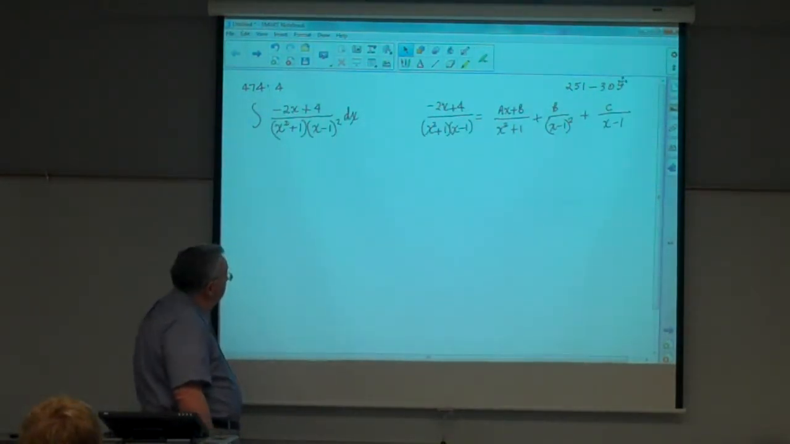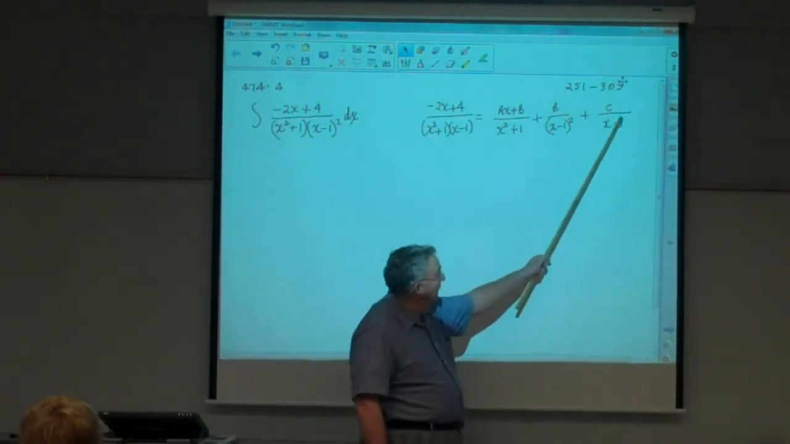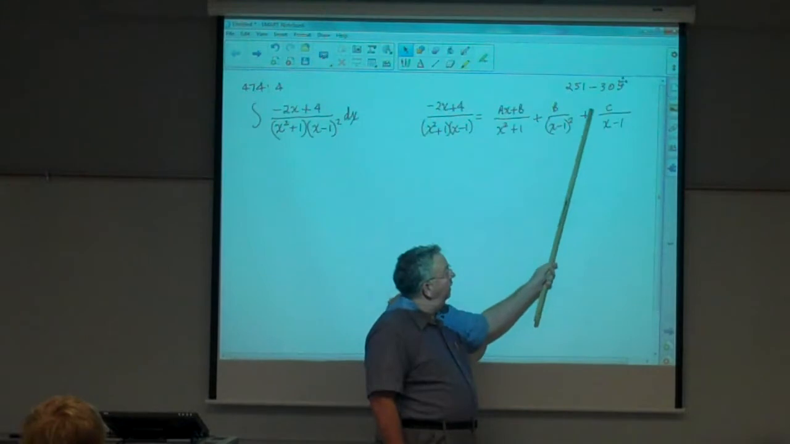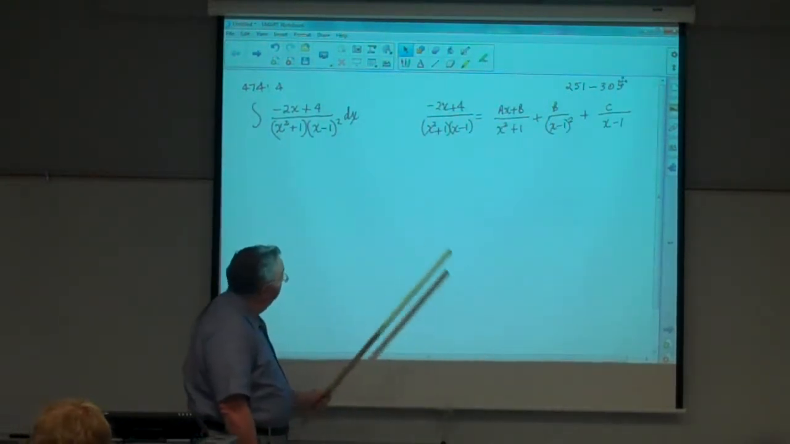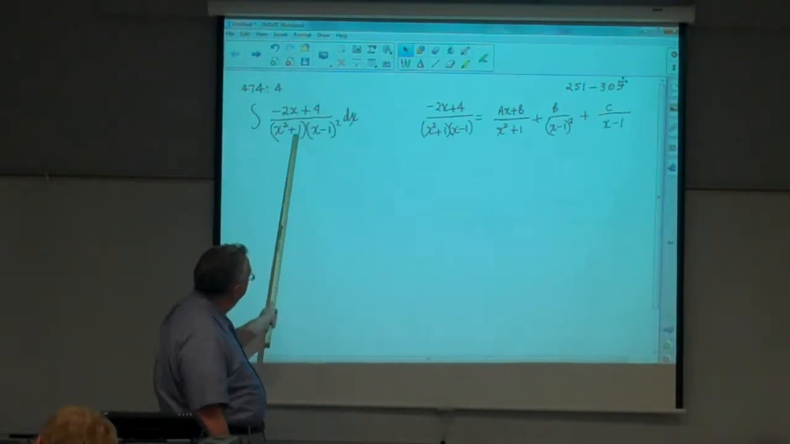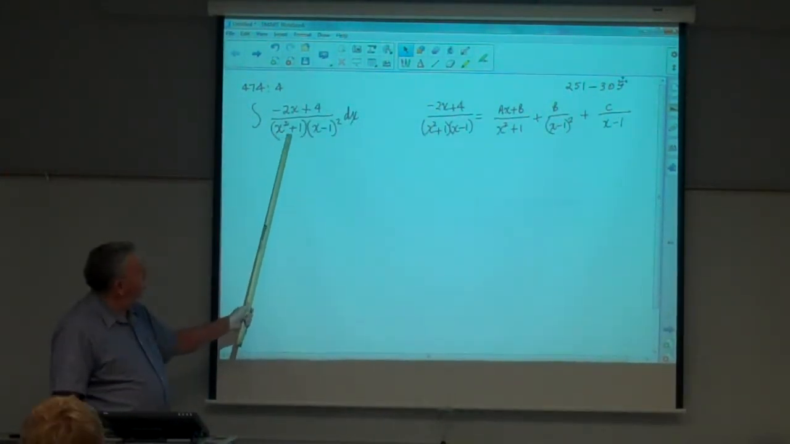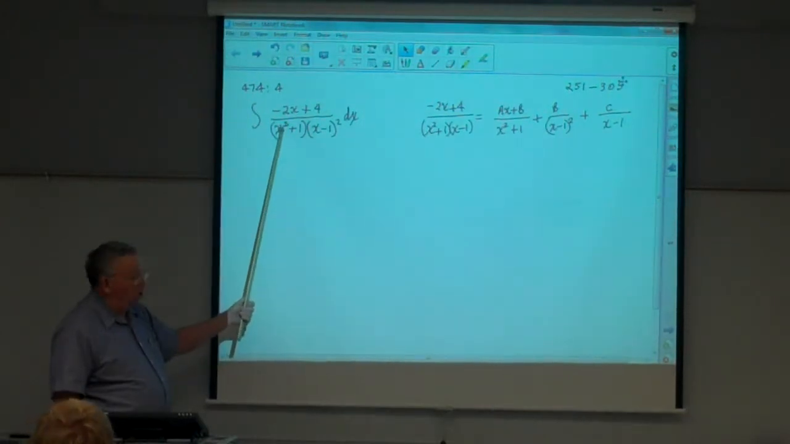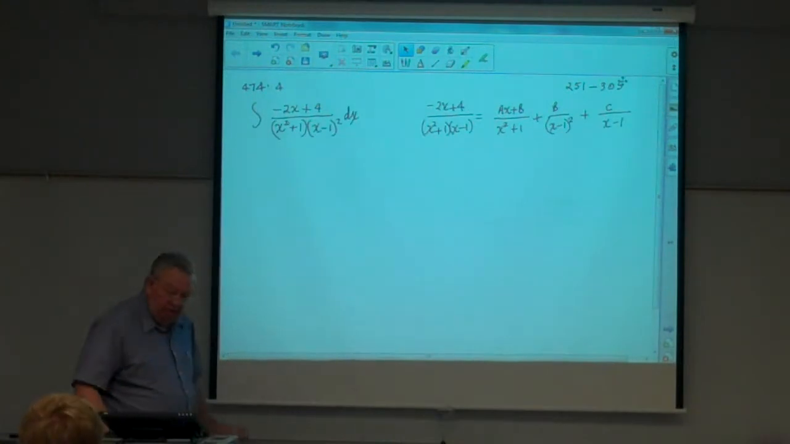Here's the rule. First thing, this one resulted in these two. That's old news, right? We did that on Monday. Then this one is an irreducible polynomial of power higher than 1. So here's my new rule.